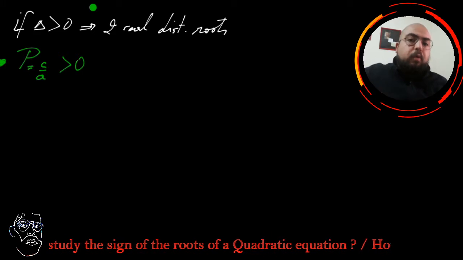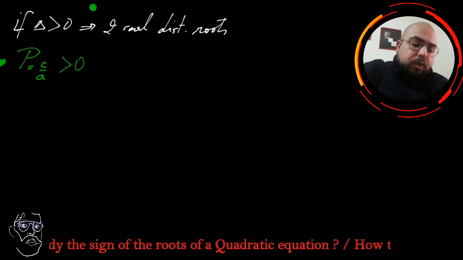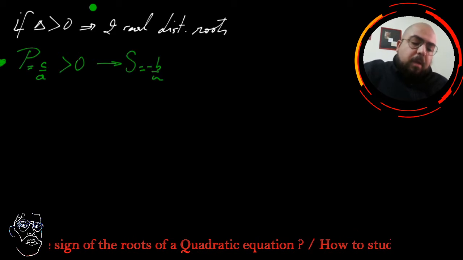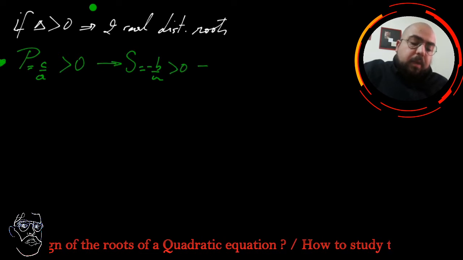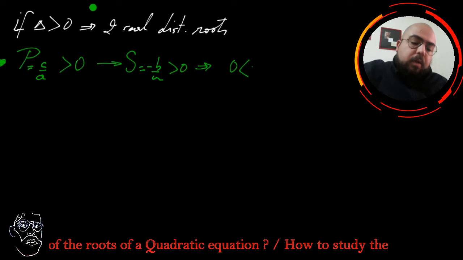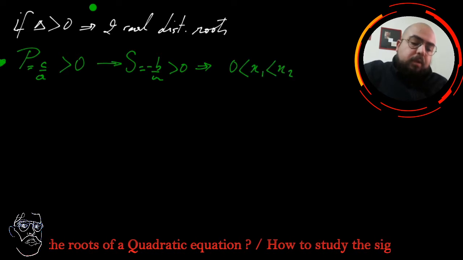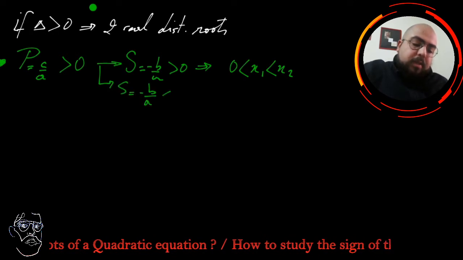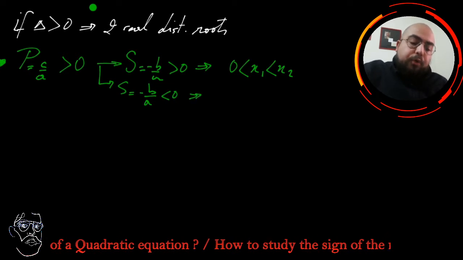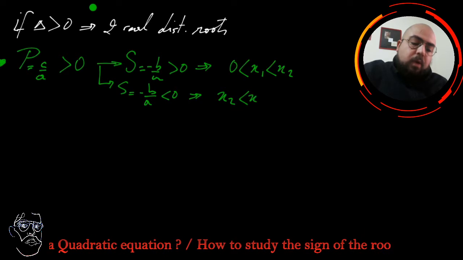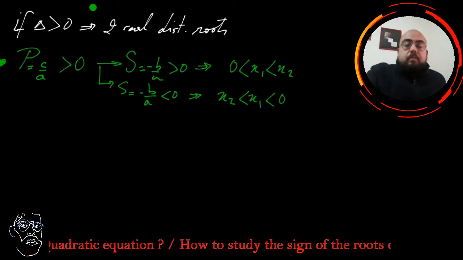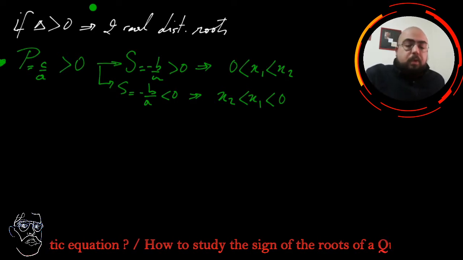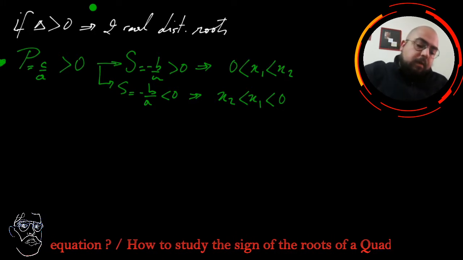So in order to find out if both are positive or both are negative, I should check the sign of S. S, which is the sum, is minus b over a. If the sum is positive, it means that the two roots are positive. I can write down x1 positive, x2 positive. If the sum, which is of course minus b over a, is negative, it means that both of them are negative. x2 smaller than x1, smaller than 0. So once you have P positive, you should check your sum. The sum is positive, both of the roots are positive. If the sum is negative, both of the roots are negative.